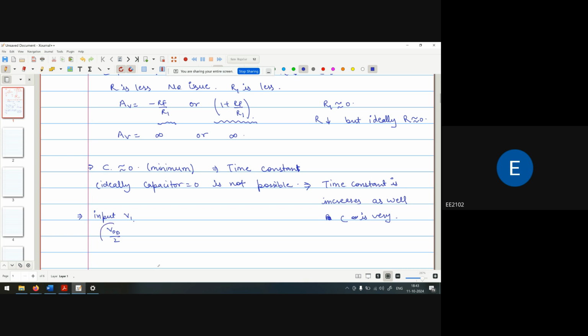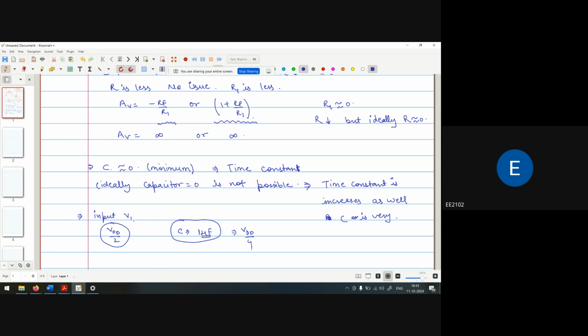Besides the time constant being a constraint on the capacitor's value, does the value of VDD have a role to play in deciding what value of capacitor I should use? If I say this is my capacitor value, like 1 microfarad, how much voltage will it store? It will store VDD by 4 voltage. That is the maximum limit of this capacitor to store.